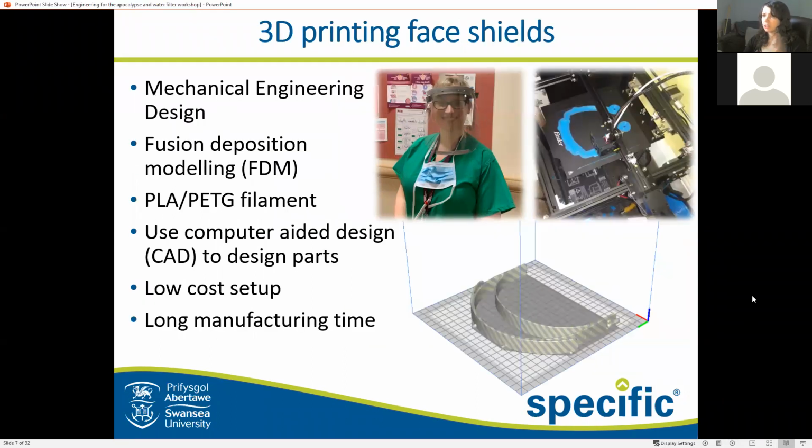So if we start with PPE, which is something we currently had in shortage, although looking a bit better now, face masks. What form of engineering is this? This is mainly mechanical based engineering design.